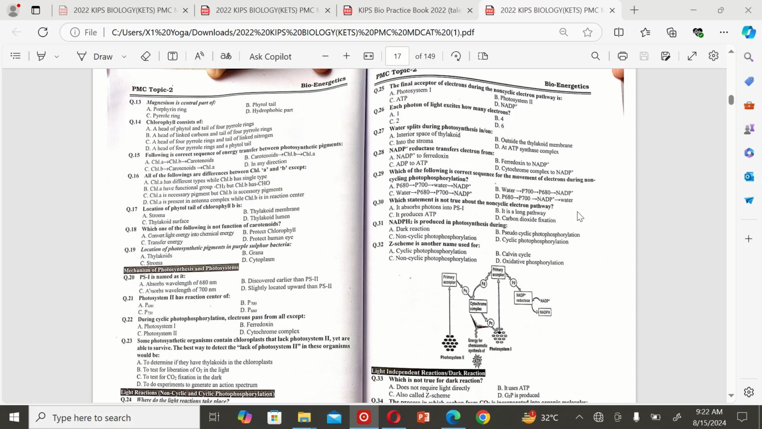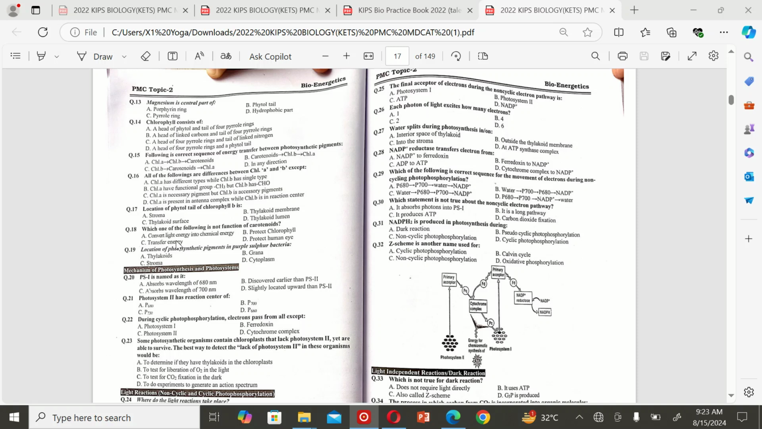Let's begin. The first MCQ is: the location of the phytol tail of chlorophyll b is A. Stroma, B. Thylakoid membrane, C. Thylakoid surface, and D. Thylakoid lumen. So, the correct option is B. Thylakoid membrane.